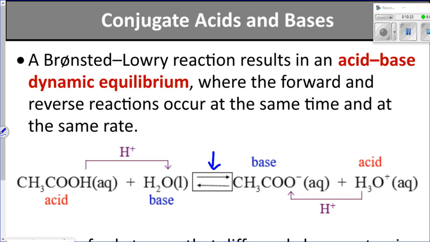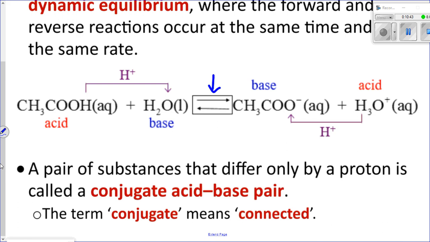So Bronsted-Lowry, usually the acid and base reactions are at dynamic equilibrium, which we know means that the rate of the forward and reverse reactions are occurring at the same rate and at the same time. And they're showing us a little description below of what is happening here. So we're seeing that we have an acid that is donating a proton to water. So that means water is acting as a base in this scenario.